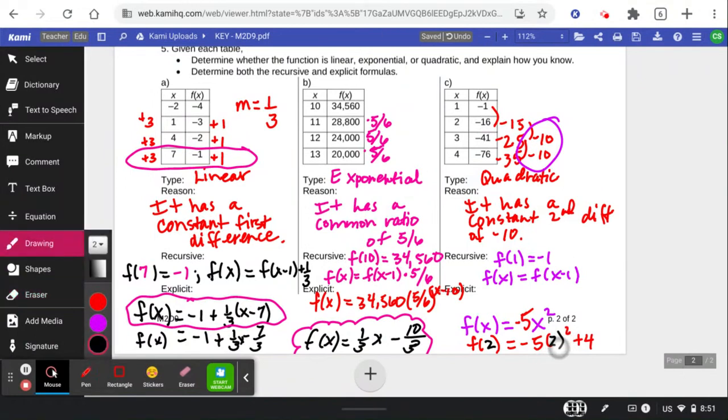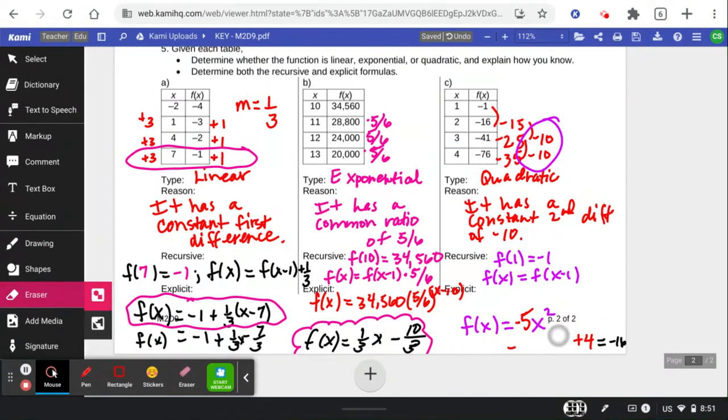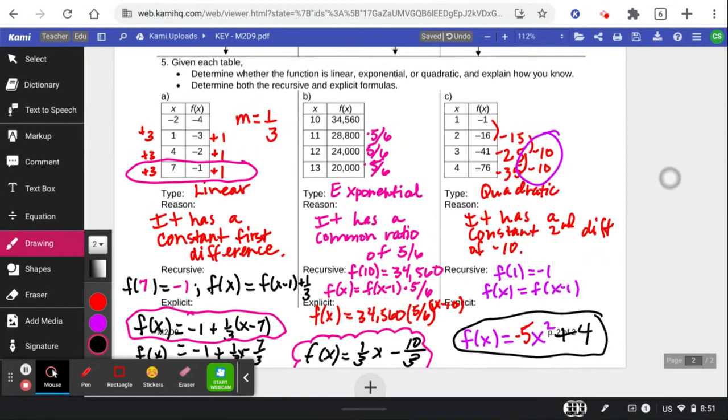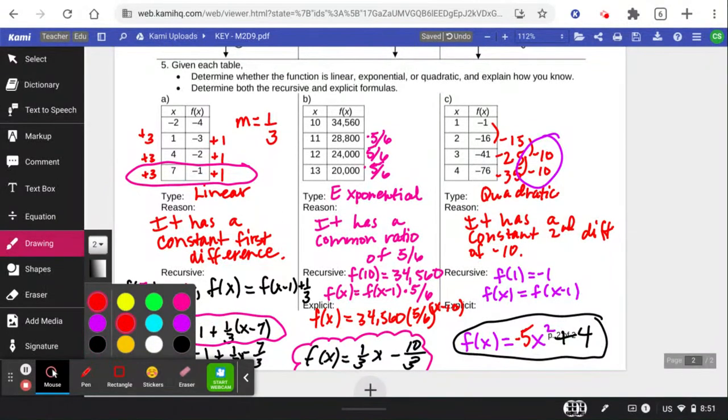Positive 2 squared would be 4. 4 times negative 5 is negative 20. Negative 20 plus 4 is negative 16. So my input of 1 yielded the correct output. My input of 2 yielded the correct output. I do have my function where I add 4 at the end. And there's my explicit. So let's go do the linear rate of change work up here.